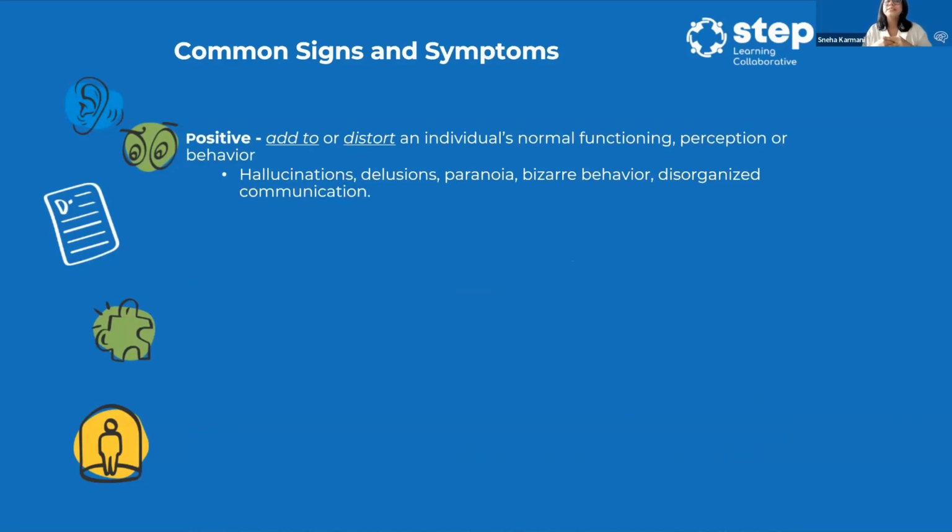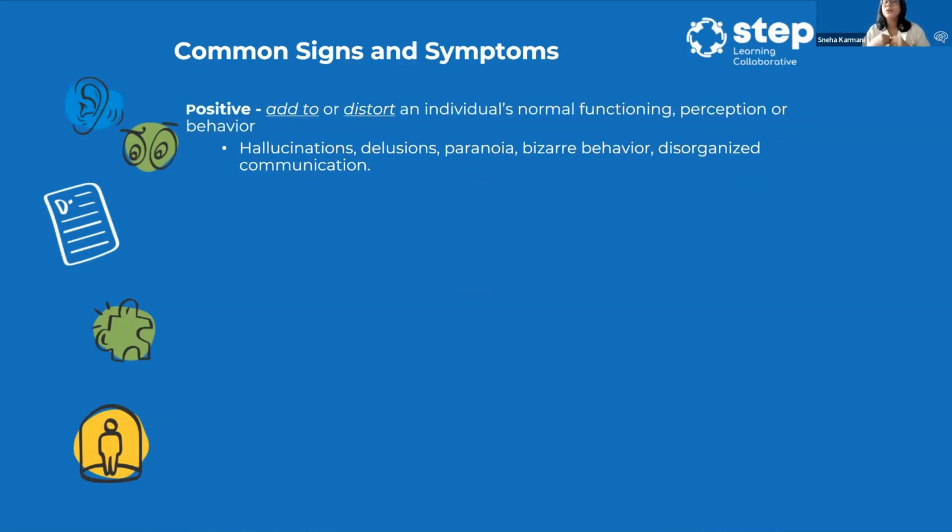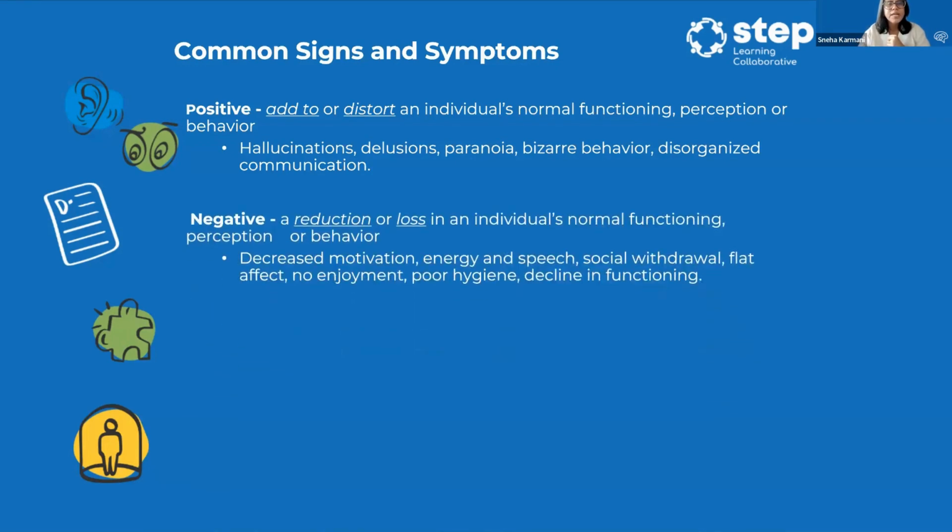So, we see something that is essentially called positive symptoms. These are called positive because they add to an individual's normal functioning, or they could distort an individual's functioning, perception, or behavior. Common positive symptoms are hallucinations, delusions, paranoia or suspiciousness, bizarre behavior, and disorganized communication.